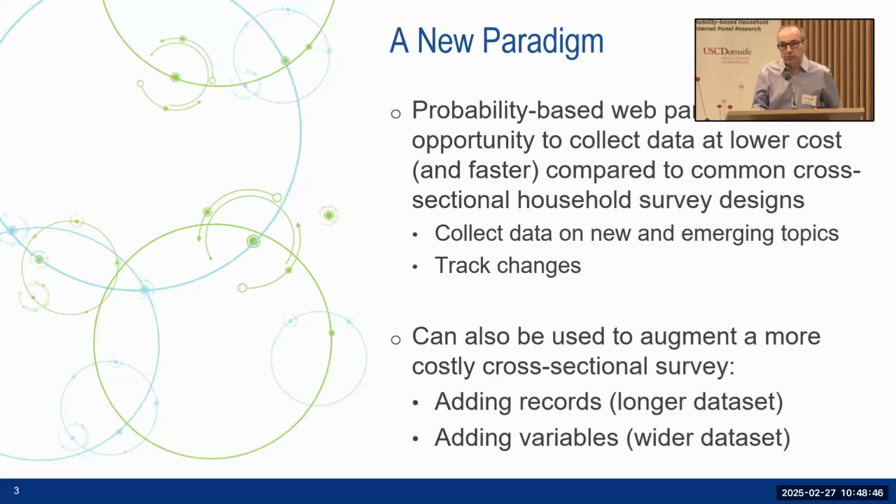So this is a new paradigm. Probability-based web panels offer a way to collect the data faster, to be more timely, and to be able to track changes over time. But there are also other uses of probability-based panels. One is to add records to a longer data set to another survey and combine the data. Or it's to widen the survey. So you have a more rigorously designed survey, and you use the panel to augment that data to add more variables.